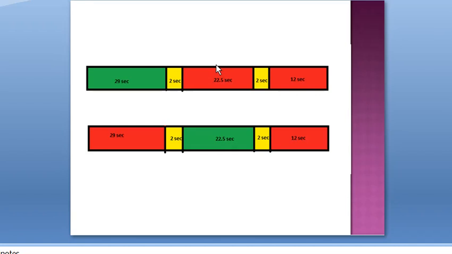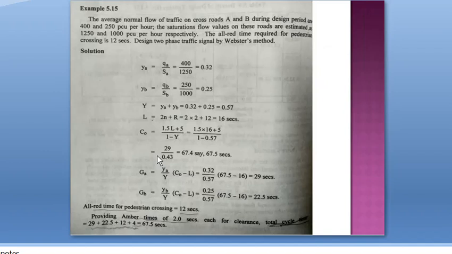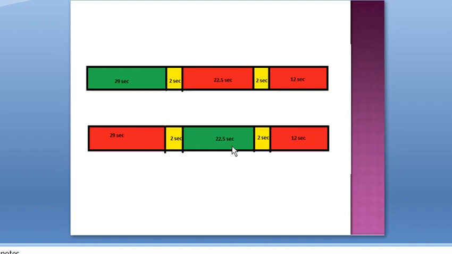That's the procedure. And for road B, what's the green time? That is 22.5 seconds. 22.5 seconds is the green time. Green time means it will come parallel to the red time of road A. So at the end we can provide pedestrian crossing. So for road B we can start from the end.